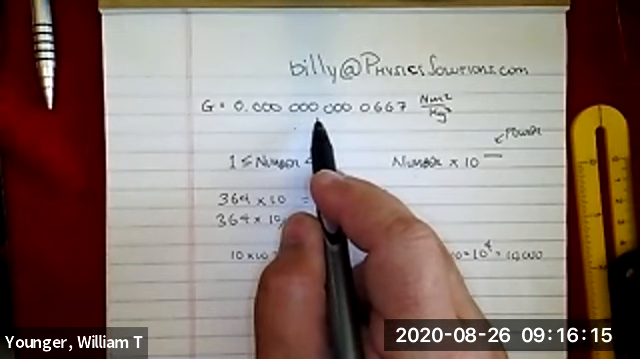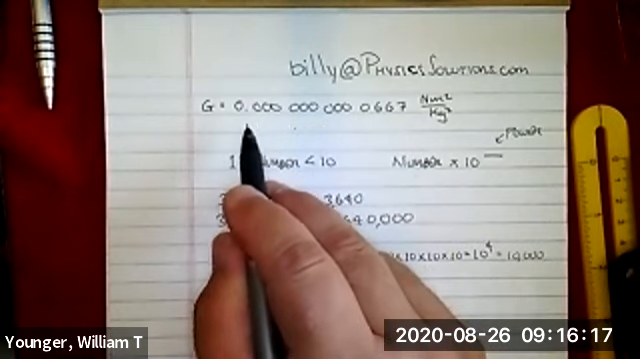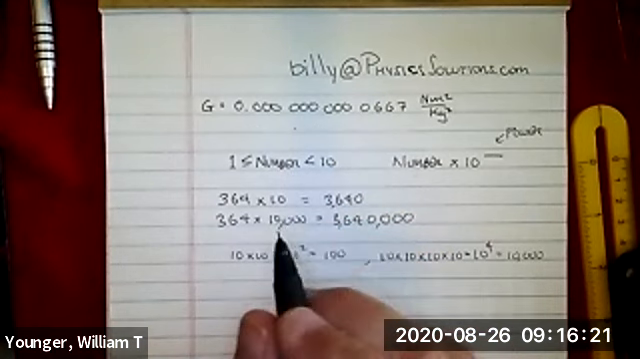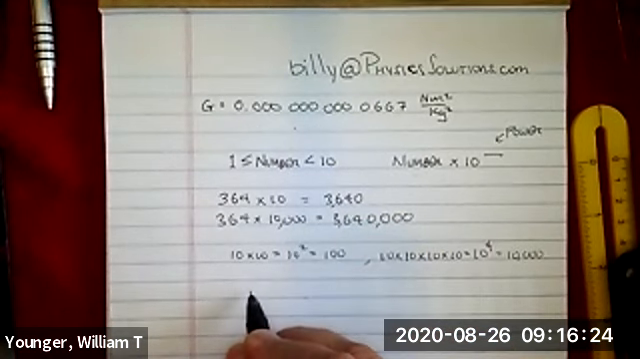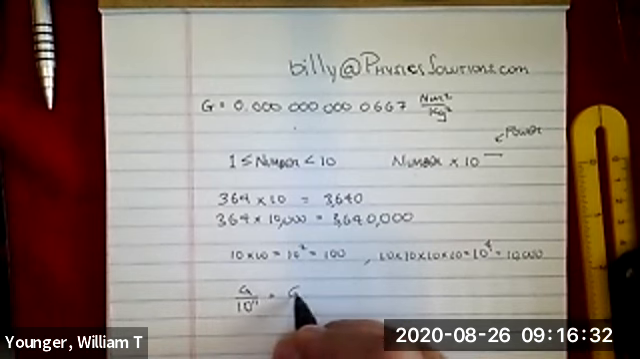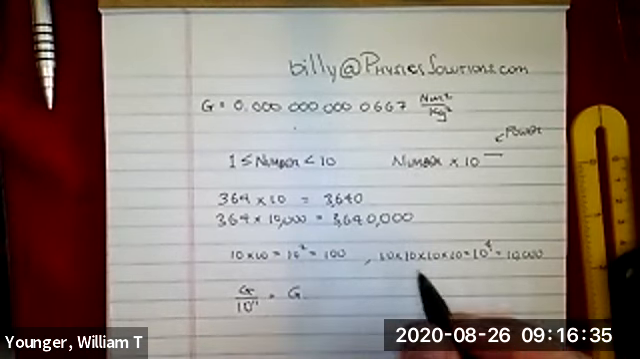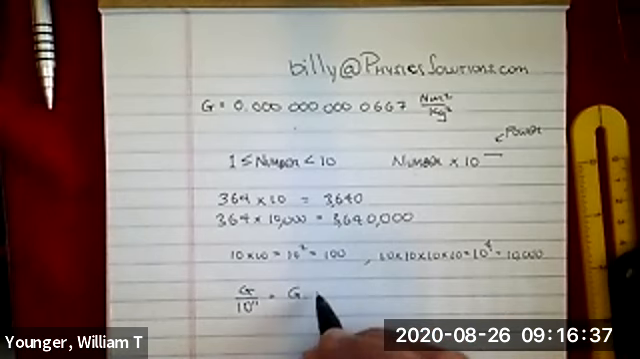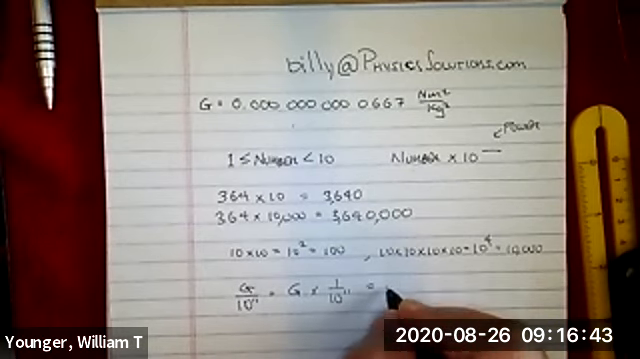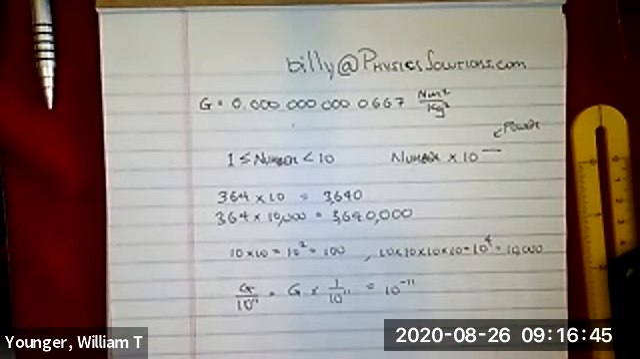But in order to multiply by 10 to the 11th, you've already changed the value. So I have to do the opposite, which is divide by 10 to the 11th. And if you do G divided by 10 to the 11th, that's the same thing as G times 1 over 10 to the 11th, which, if you remember your exponent rules, is the same thing as 10 to the negative 11th.